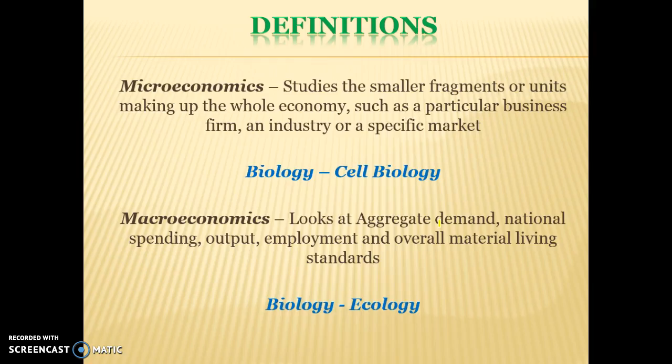Right, so the two types of economics that you need to be aware of are microeconomics and macroeconomics. Microeconomics is looking at the smaller parts of the economy that make up the whole economy. So we're looking at individual businesses or individual firms. Macroeconomics is looking at aggregate demand or national spending or total level of production, income and expenditure in an economy. So we're looking at the economy as a whole.